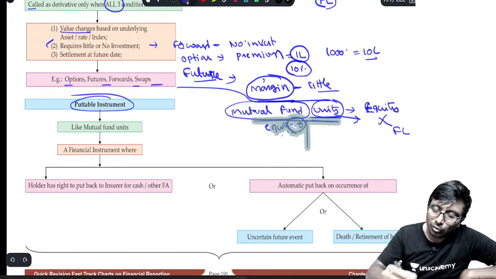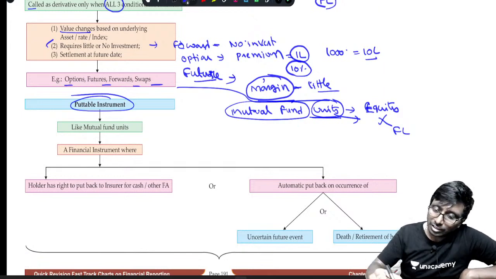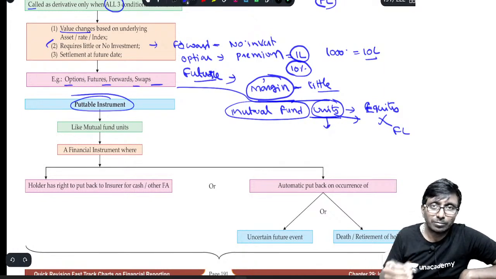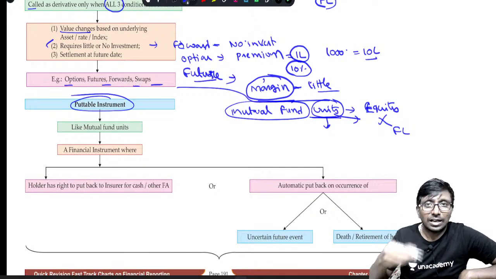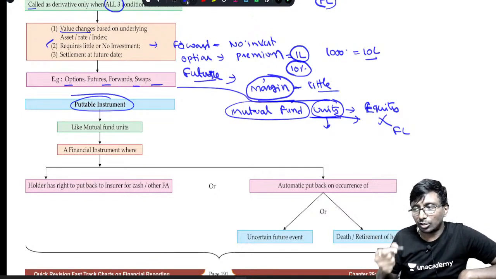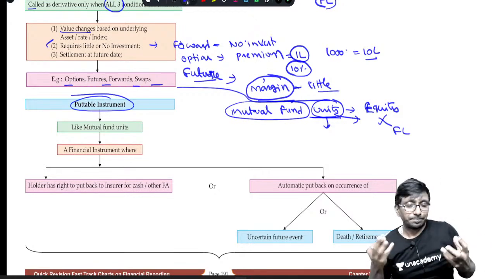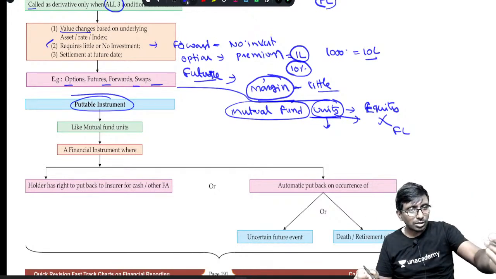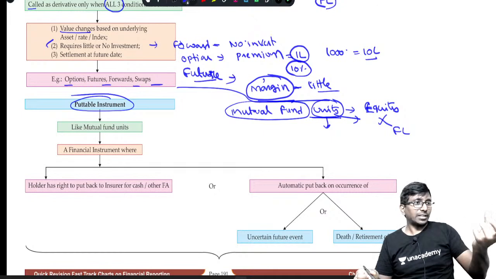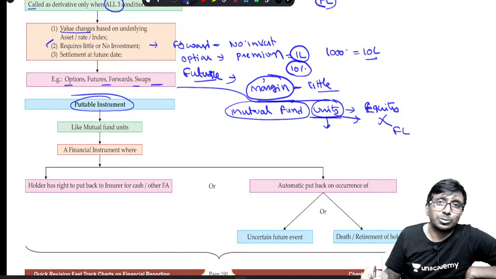That's why they have brought a new concept called putable financial instrument. Units are putable. Put means put to sell. The unit holder has a right to put. Whenever he doesn't want it, he can put it back, in the sense that I can give it back to the mutual fund entity and get my money. Are you getting my point? So that is called a putable instrument, we say.